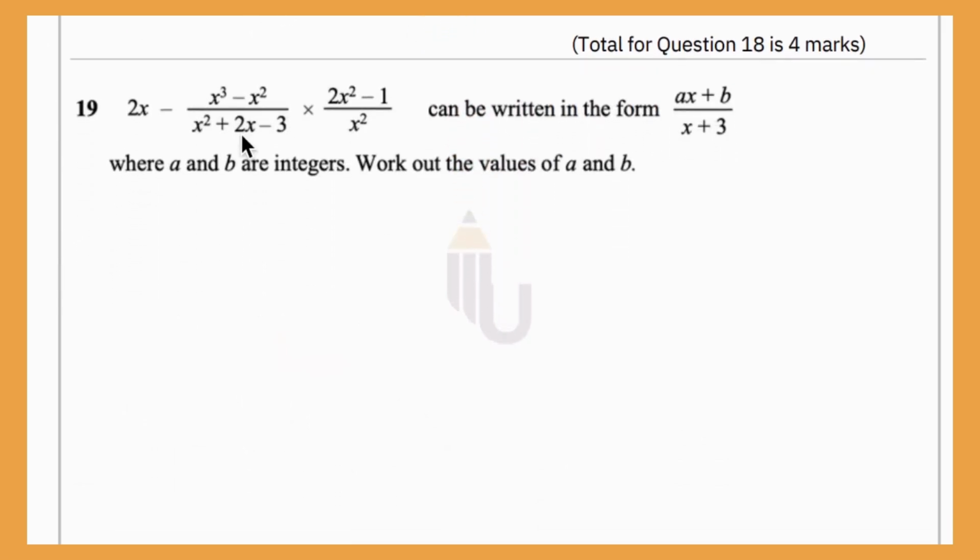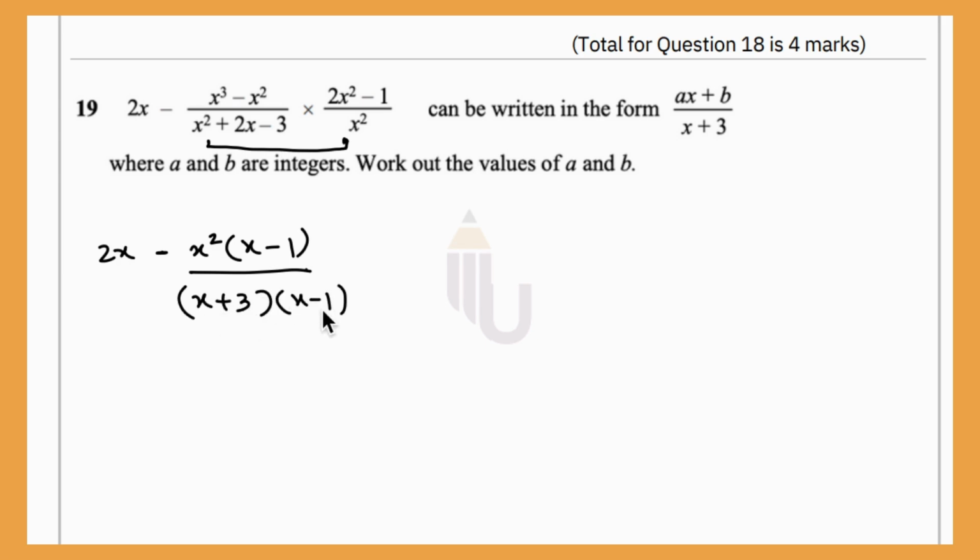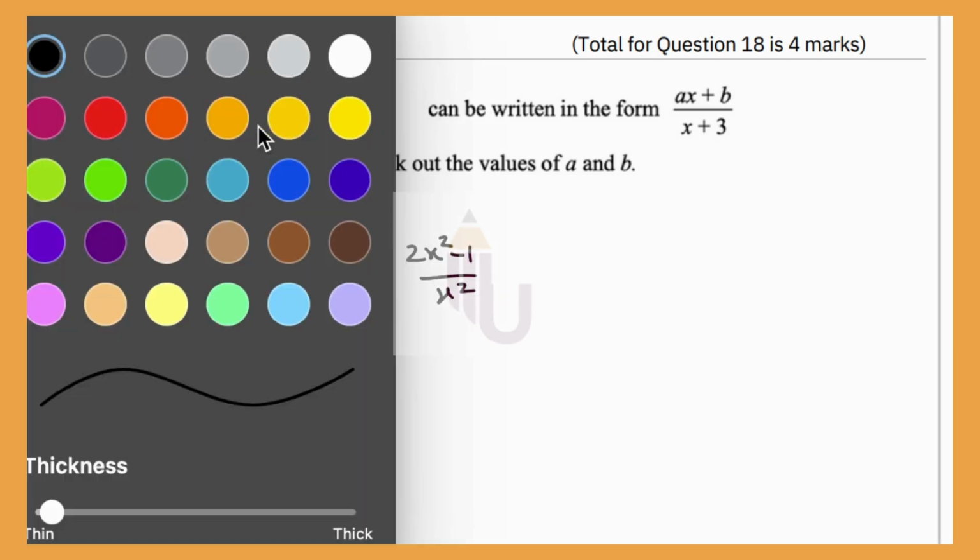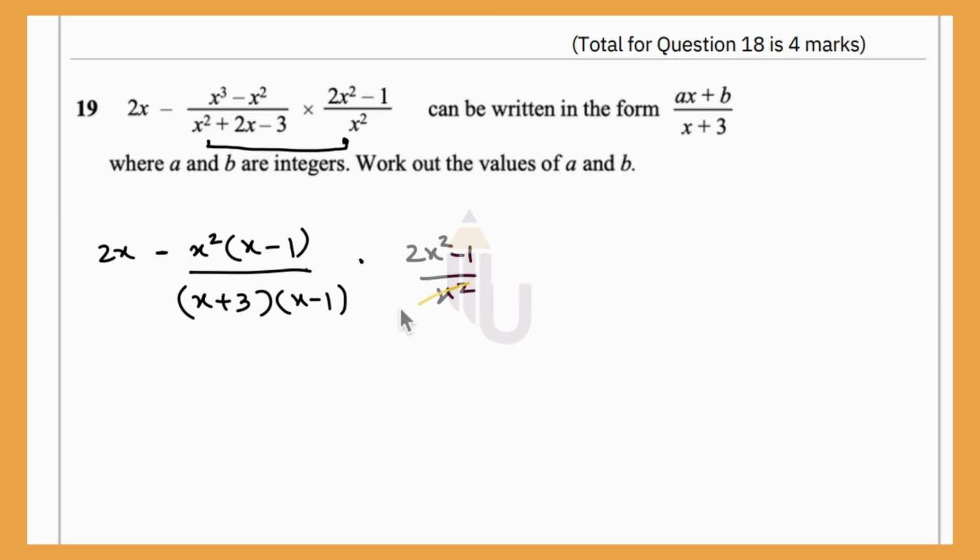In this question we have to follow BIDMAS, due to which these two terms will be treated first. So 2x will be as it is, minus, in the numerator I'll take x square common, so it will be x minus 1, while in the denominator it is minus 3. Okay, so I can do x plus 3 and x minus 1. This is simple quadratic factorization I'm using. And then we have 2x square minus 1 over x square.